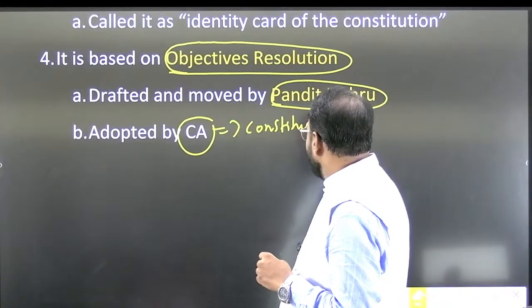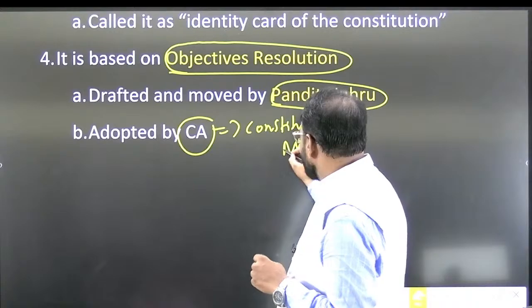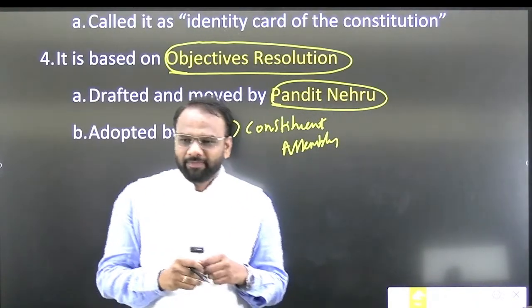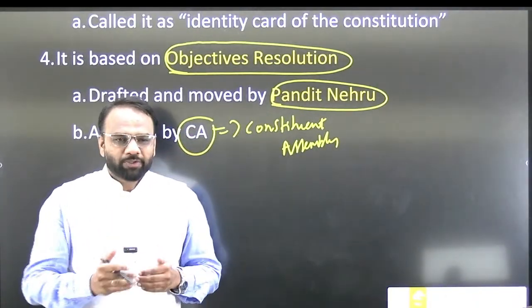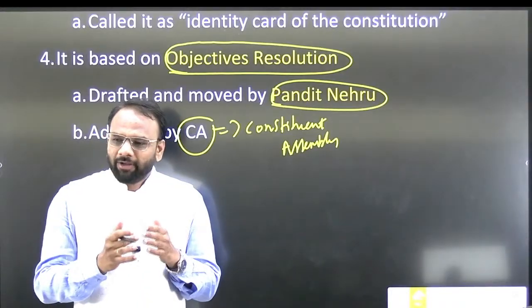Constituent Assembly. Yesterday we saw, right? So what is Constituent Assembly? The group of people who wrote the Constitution. Constituent Assembly is the group of people who wrote the Constitution.